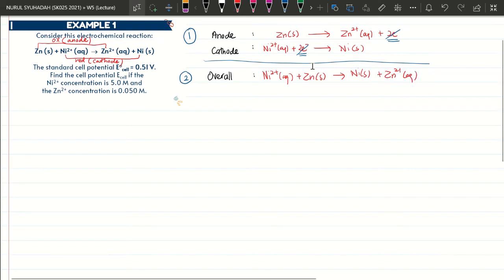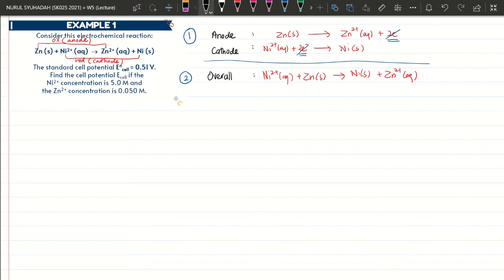Yes, actually you already have the equation here, but why is it important to still write it down over here, so that you know the number of electrons used. Because if you just write down the half equations for anode and cathode only, maybe you will miss out the number of electrons.